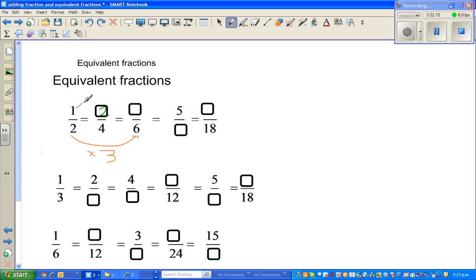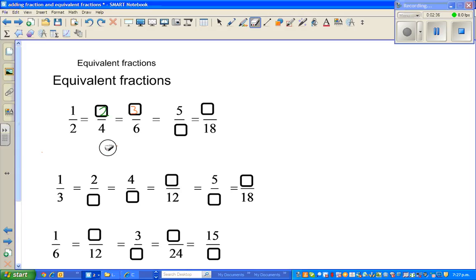So you do the same thing to the top number. You have to multiply the top number, that's the numerator, with 3. So that is 3/6. Let me erase this.